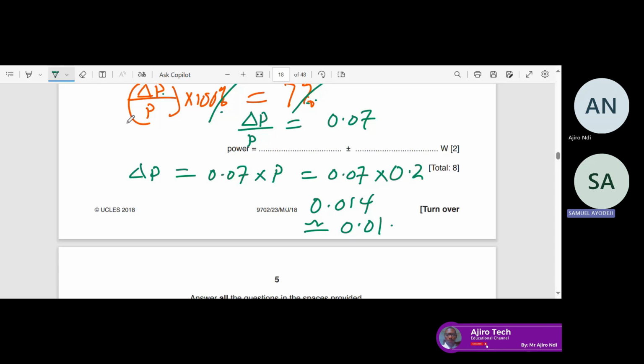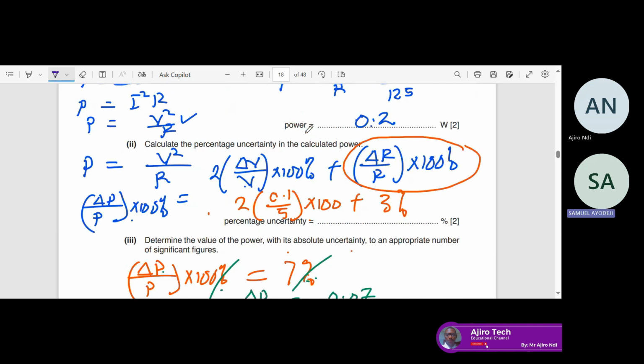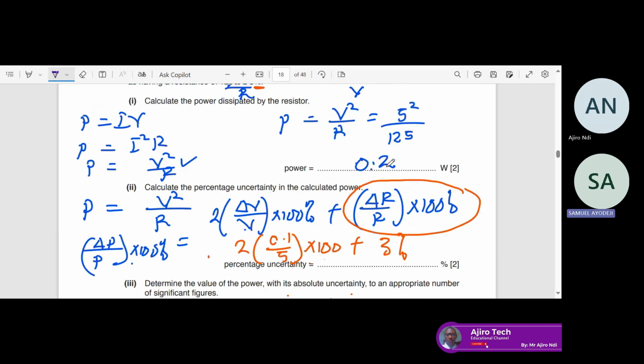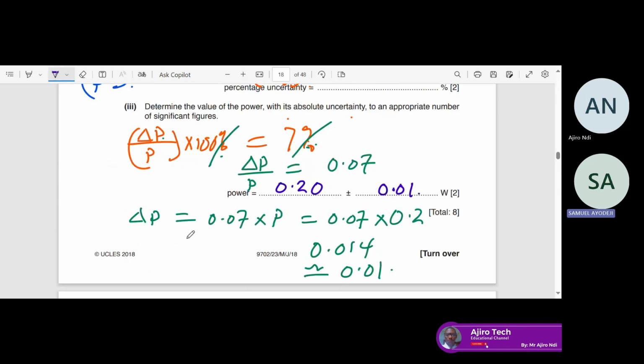So this is 0.01. How many decimal places? It's 2 decimal places. The question will follow the way it is. That means the value of power should also be taken to 2 decimal places. So that 0.2 should be 0.20. So that's correct. You can see now, they must have the same number of decimal places. This is 2, this is also 2.